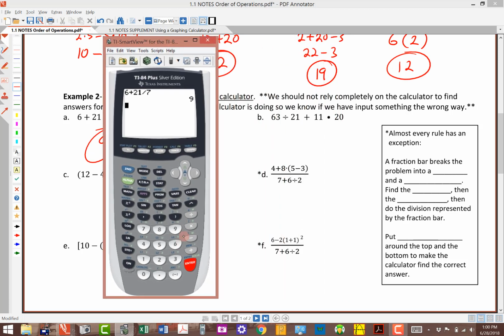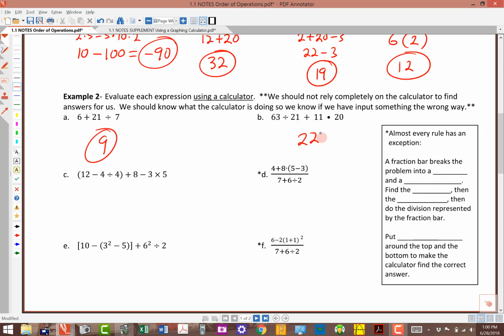Let's see, we've got 63 divided by 21, a little bit bigger number. Okay, so 63 divided by 21, you might be able to figure out what that would be. So I'm going to hit the plus, and then 11 times 20. Now this looks like a little bit bigger number, but we should know this is going to be a fairly small positive number. This is going to be a big positive number. We're expecting a fairly large answer out of this, and we do. We get 223. So 223 right here.